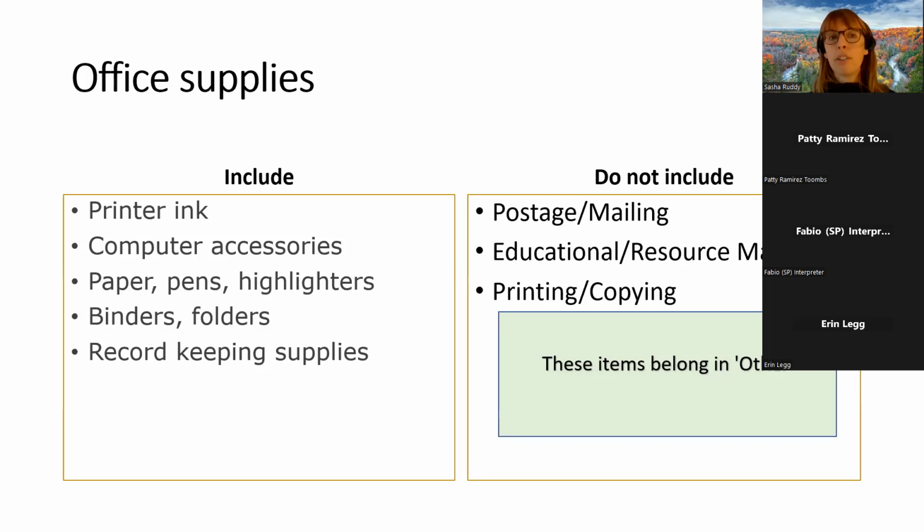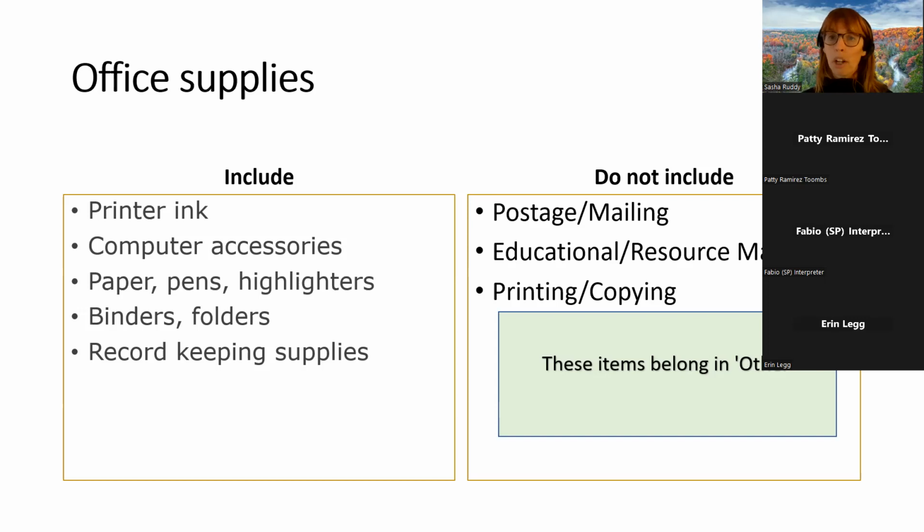The next one we're coming to is office supplies. Office supplies are things that need to be restocked, is a good way to think about it. Typically you run out of these items because you're using them. Here in the include category on the left hand side of the screen, it's printer ink, computer accessories, paper, pens, highlighters, binders, folders, and record keeping supplies.